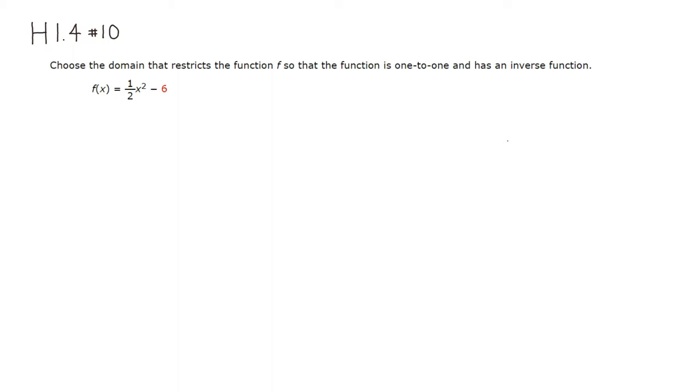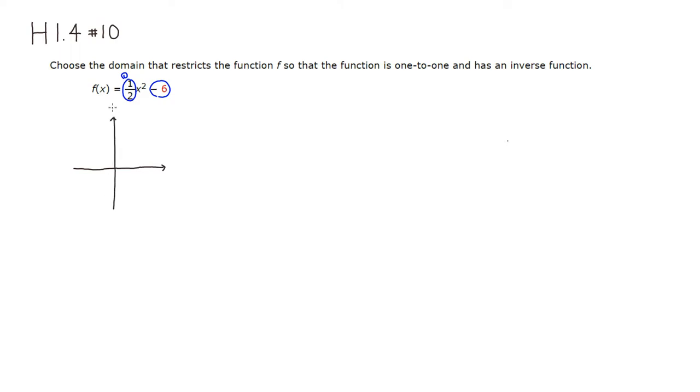If you look at this formula and look at the transformation, you can see that this is going to shrink, compress vertically. And then we have -6 at the end, so that's going to be a vertical shift, shifting downward by 6 units. So if you want to sketch the graph of this quadratic function, you're going to have something that looks like this.